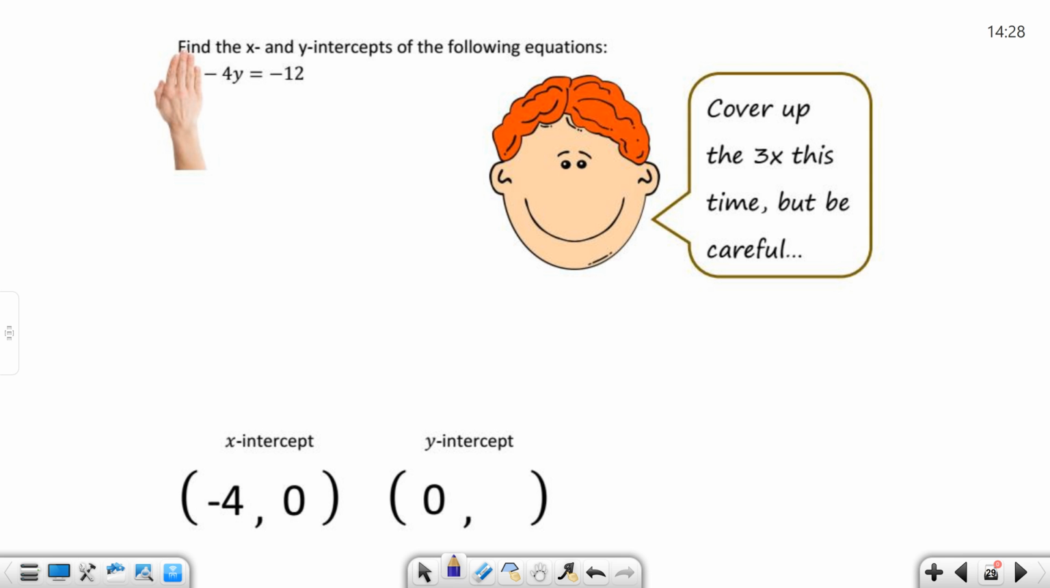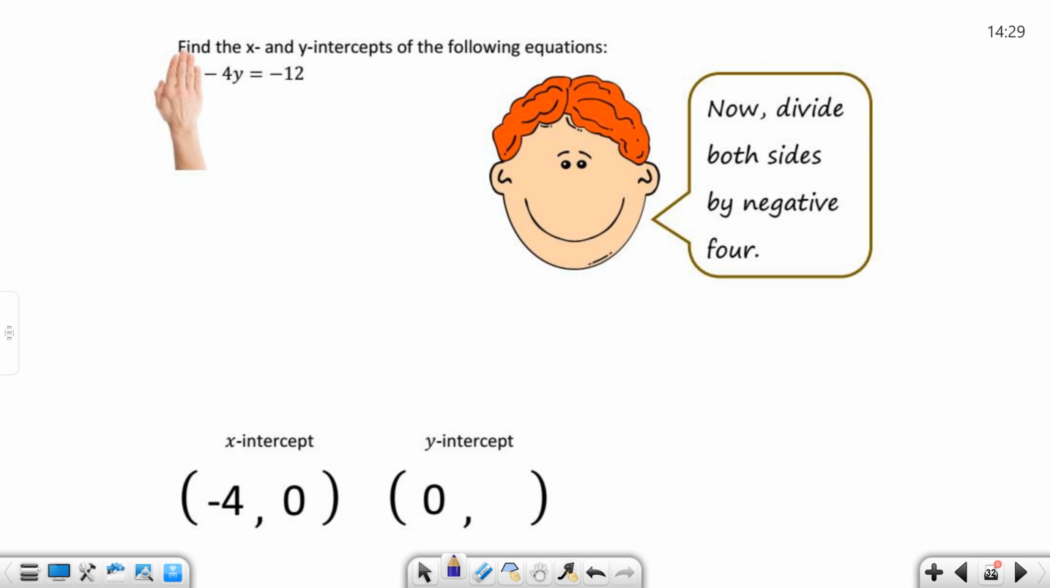He actually said this, y'all. The one I gave him had a negative on the y like this. He said, cover up the 3x, but be careful not to cover up the negative. He said that, the guy that I thought was slacking, not paying attention, right? The negative sign goes with the 4y.